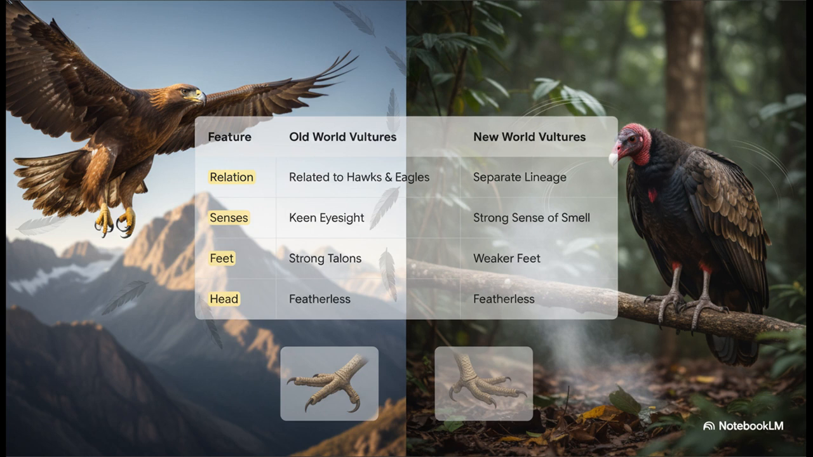Old world vultures find food with their laser-sharp eyesight. New world vultures use a ridiculously good sense of smell. But look at that last line. The one big thing they share is that bald head. It's the perfect adaptation for staying clean on the job. A perfect example of convergent evolution.